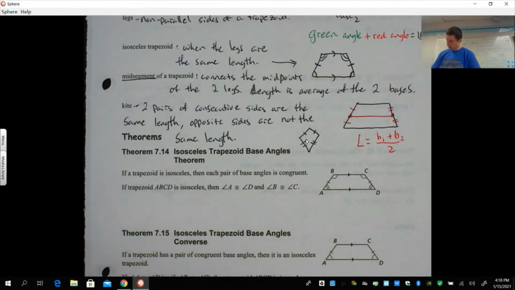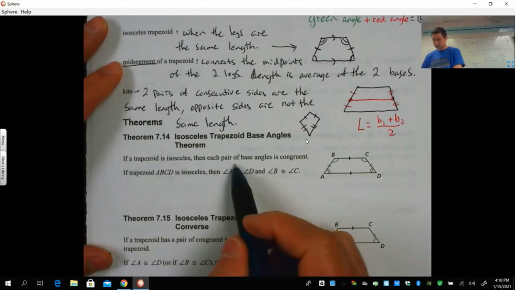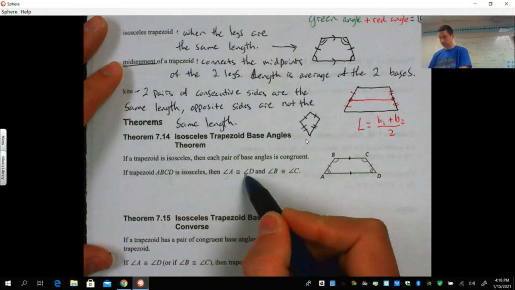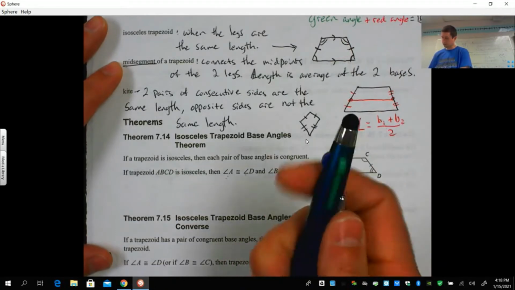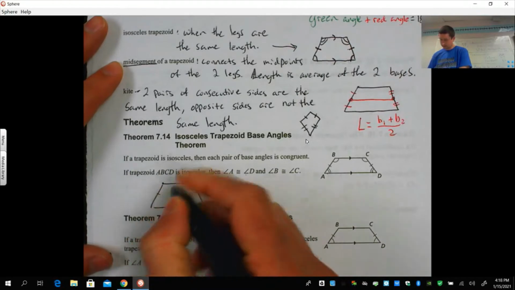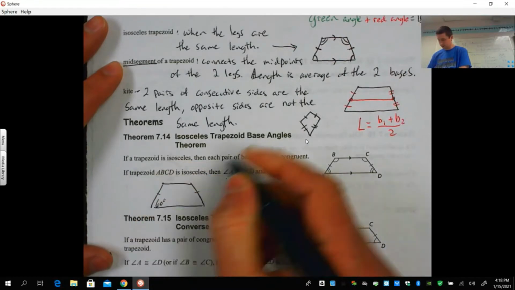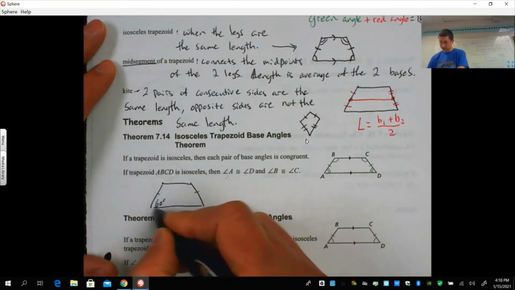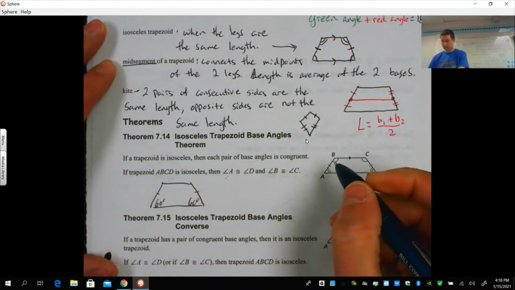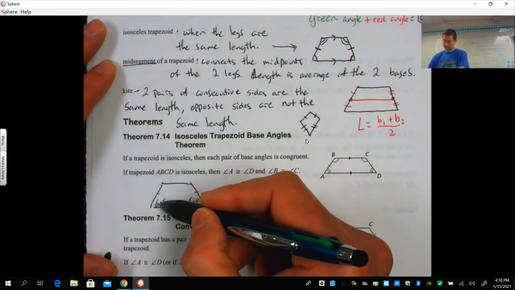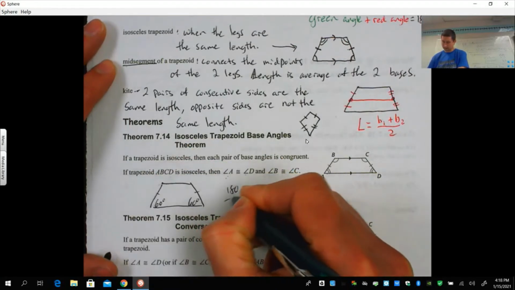Okay, so here come all our theorems and rules that I've kind of touched on already. If a trapezoid is isosceles, then each pair of base angles is congruent. So angle A is congruent to angle D, angle B is congruent to angle C. So given a trapezoid that is isosceles, let's say this is 60 degrees. Given that, you can find the rest of them. If this is 60 degrees, this has to be 60 degrees. Now remember, consecutive angles here have to be supplementary. So 180 minus 60 gives me 120.